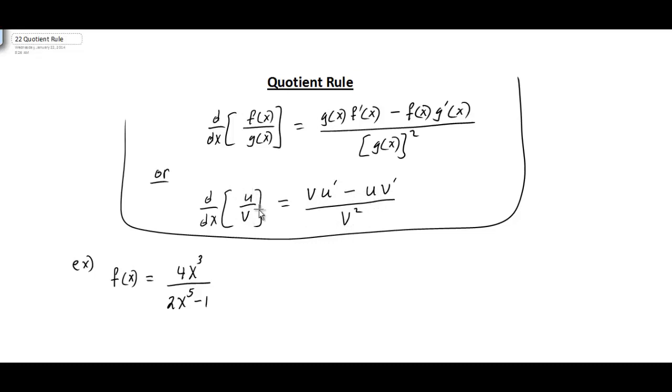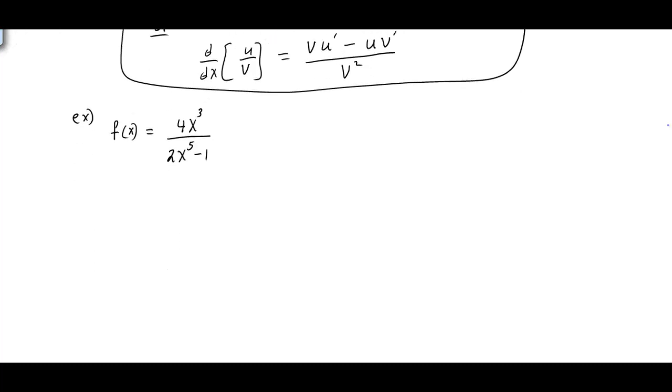Once again, a lot of times I like to think of this as going through the formula: you take the bottom multiplied by the derivative of the top, minus the top multiplied by the derivative of the bottom, all divided by the bottom function squared. So if we apply that to the following example here, we have 4x cubed divided by 2x to the fifth minus 1.